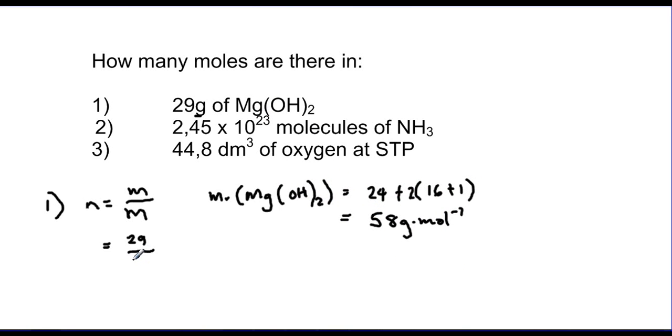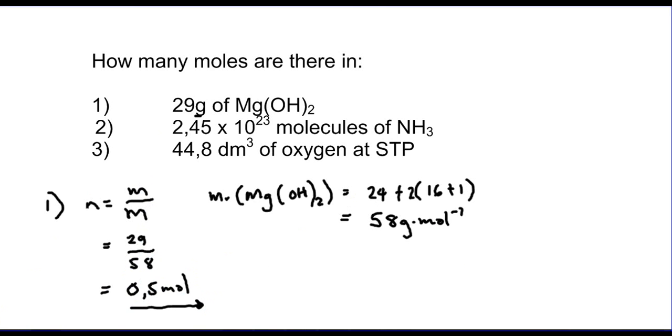So if we put this here, we see that our actual mass is 29, our molar mass must be 58. And if you take 29 divided by 58, we see that we get 0.5 moles. So we can write here 0.5 mole. So that will be calculating number of moles when the grams are given.